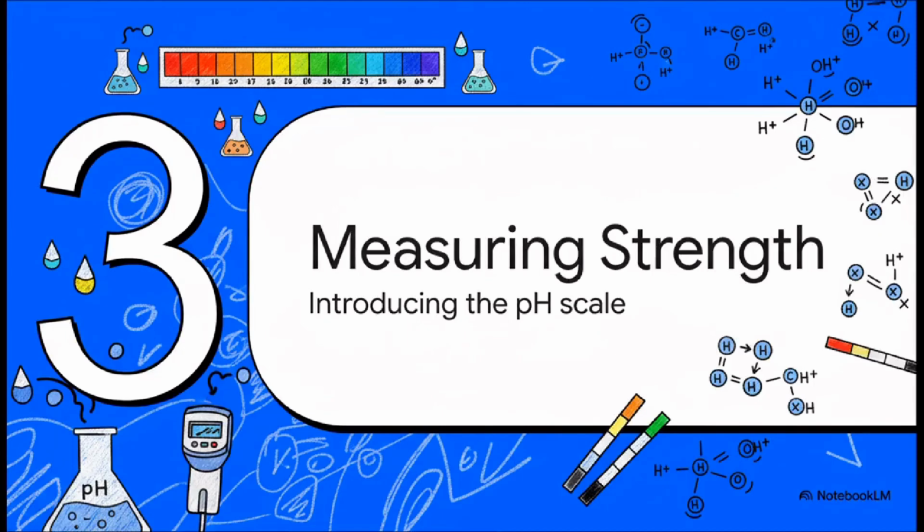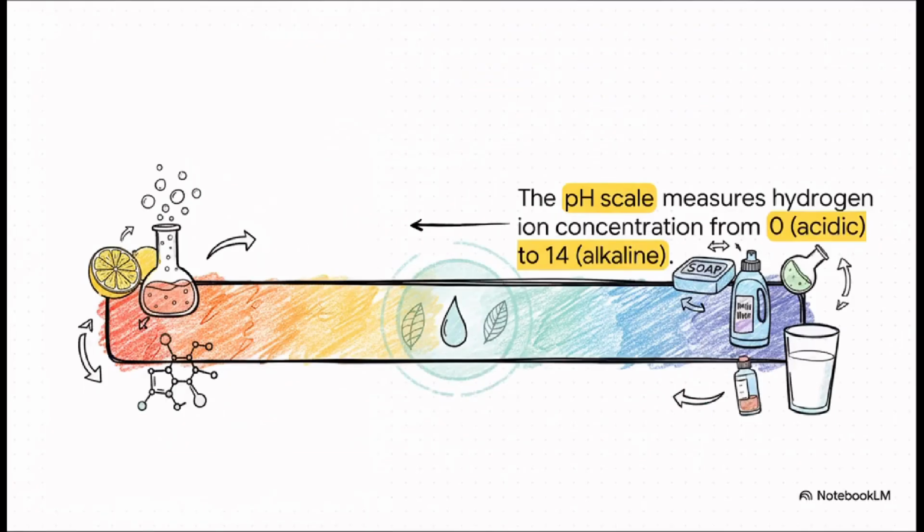So we know they react, but here's the thing. Not all acids and bases are created equal. Some are incredibly powerful, while others are pretty mild. So how do we actually measure that strength? Well, we use something called the pH scale. It's a super useful scale that runs from 0 to 14.